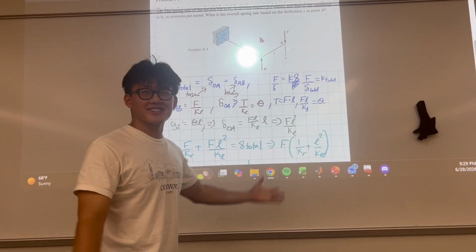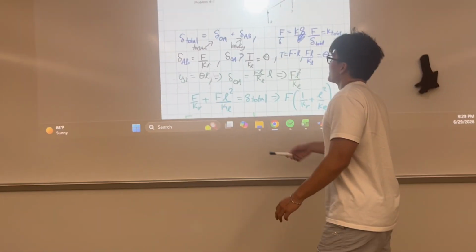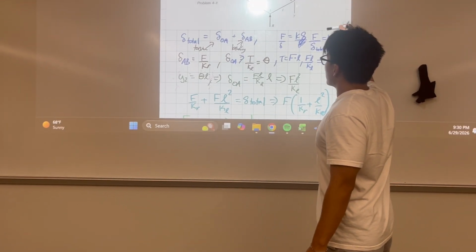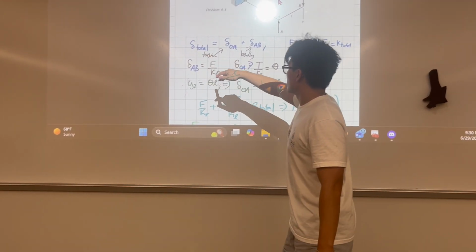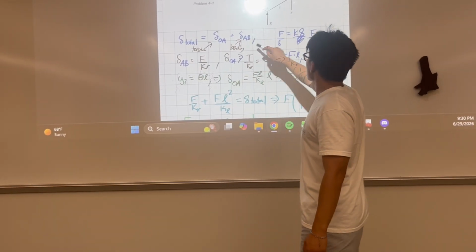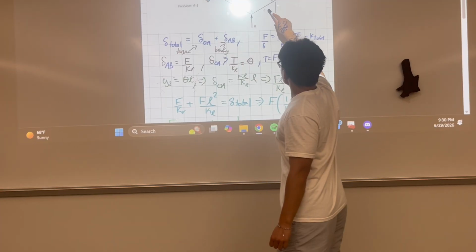Yeah, so let's get started. Okay, so first, the goal is to find the overall spring rate, right? So we can start with this basic equation. The total deflection is due to the deflection due to torsion and deflection due to bending, right? So deflection due to torsion, which is this one, and then bending due to this one.